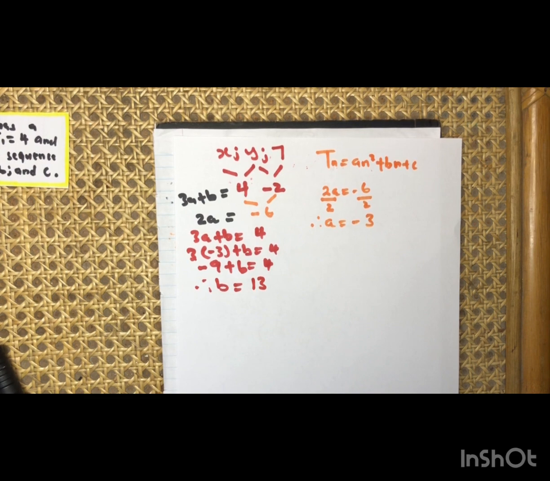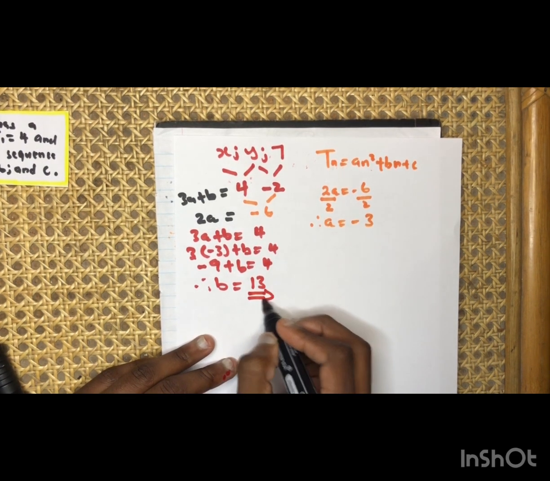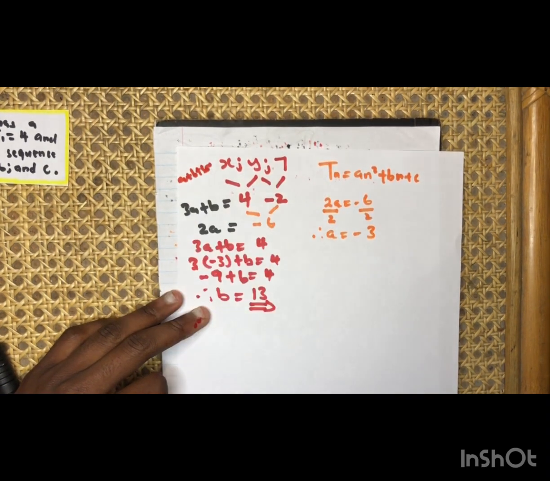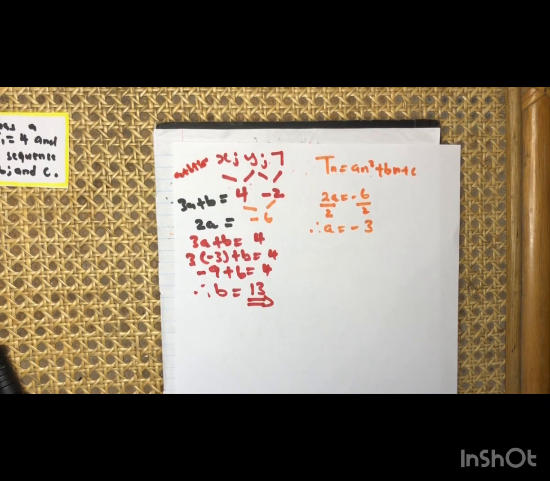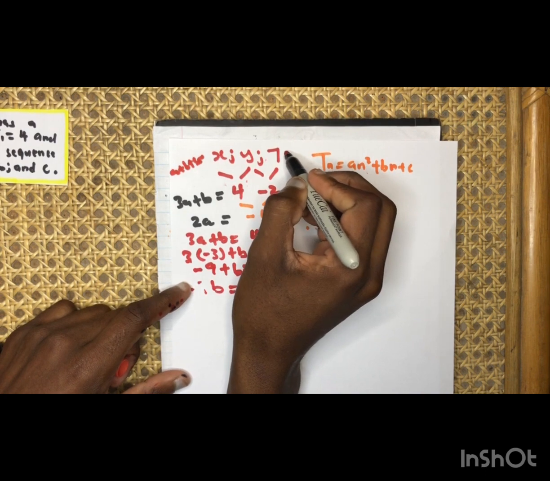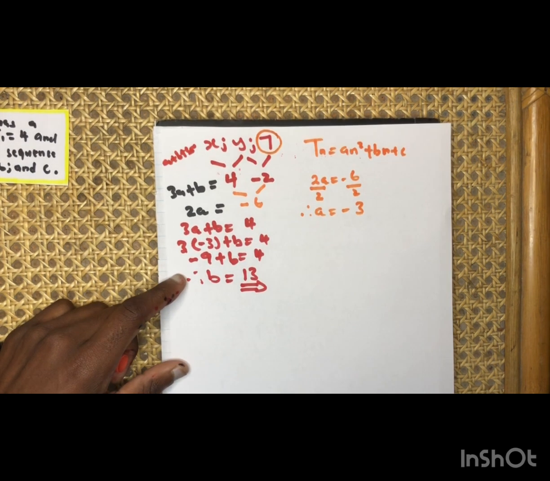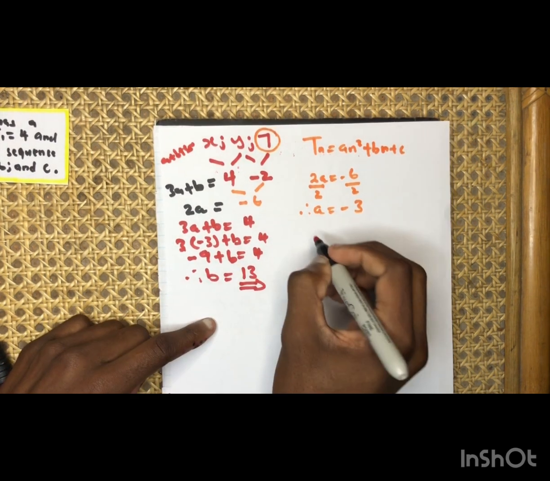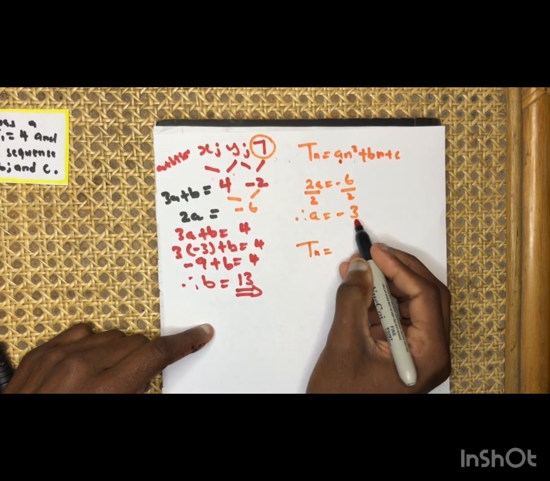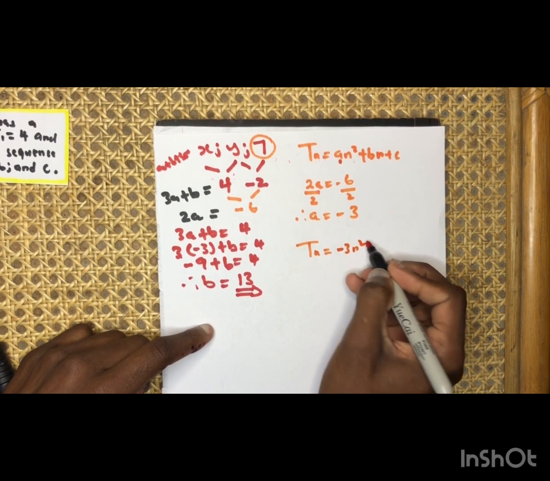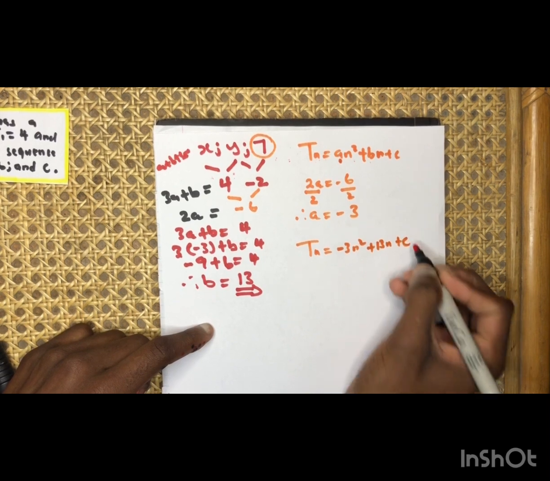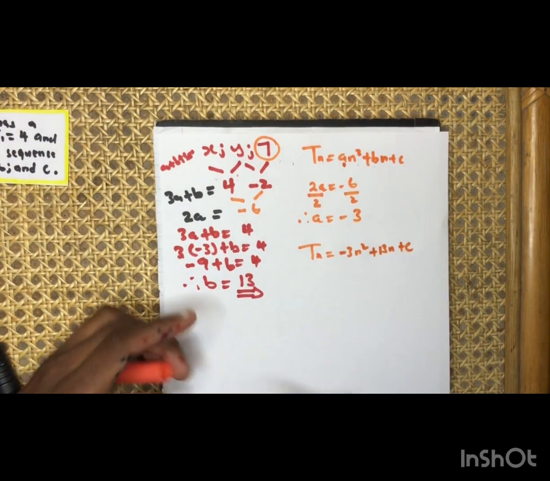So how do we find c? It's simple now, because c is here, guys. It's a plus b plus c. So there is information we have not used yet. So this is T3. So in order for me to find c, we know that Tn, guys, is equal to your a. Now you know your a is negative 3. You know your b is 13. You don't know your c. Then we have to use T3.